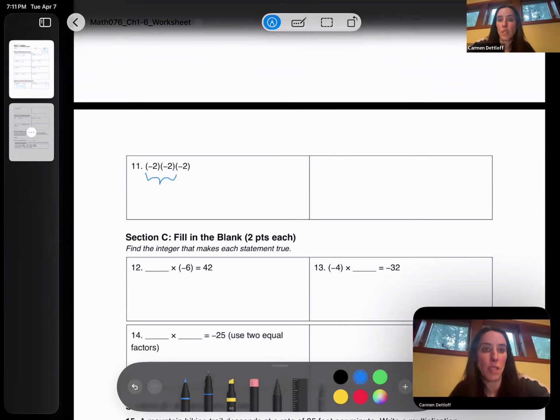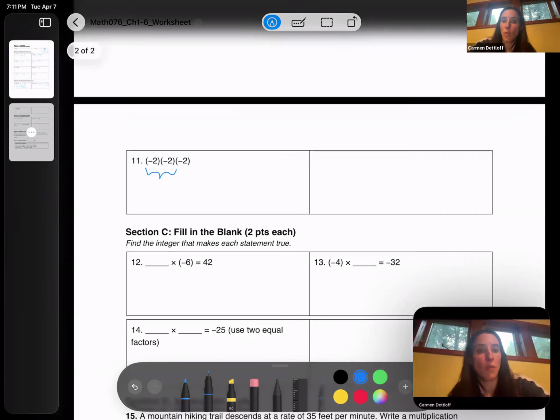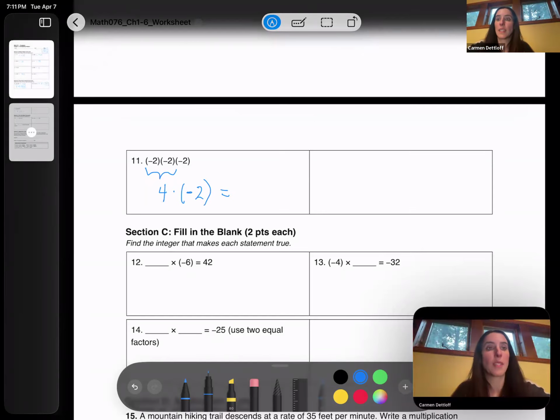So let's do these ones. Negative 2 times negative 2. Got 2 negatives, so that's going to be a positive. So 2 times 2 is 4, and that's positive, times negative 2. Now I've got a negative times a positive. A negative times a positive becomes negative. 2 times 4 is 8.